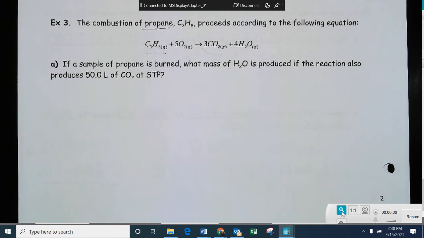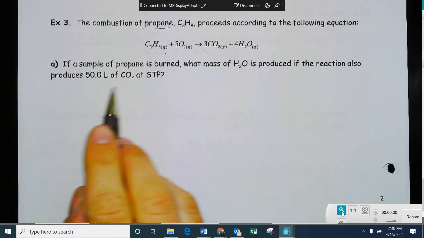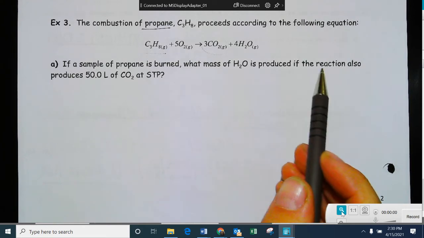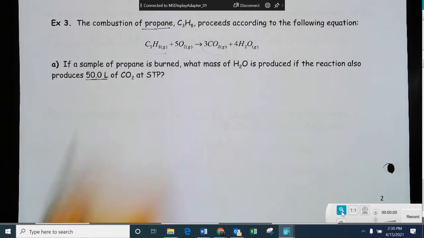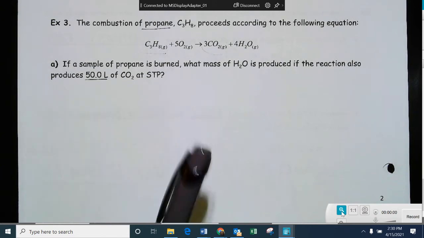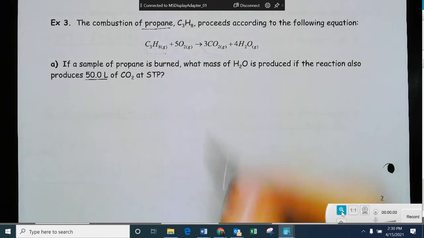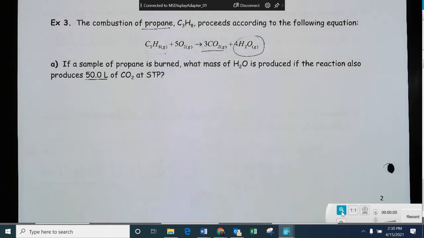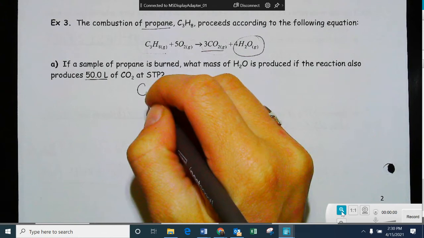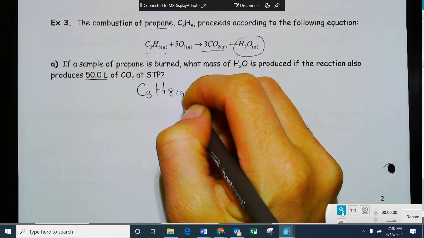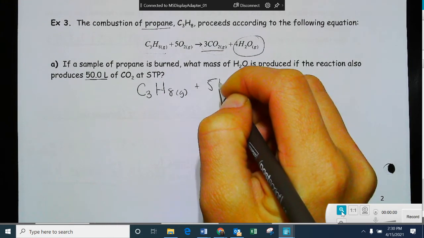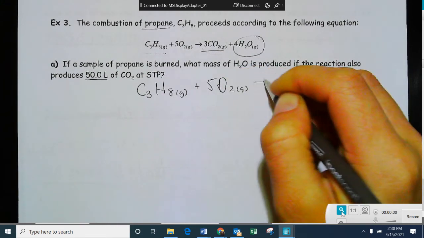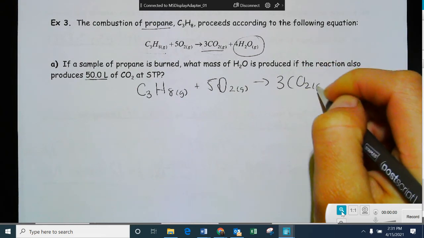Okay. If a sample of propane is burned, what mass of water is produced if the reaction is producing 50 liters of carbon dioxide? So somebody's taken this reaction and they have captured the carbon dioxide gas that was produced and measured it to be 50 liters at standard temperature and pressure. And they want to know how much water did that produce in grams. So I'm going to start off by just writing out this reaction. And what I know and what I don't know.